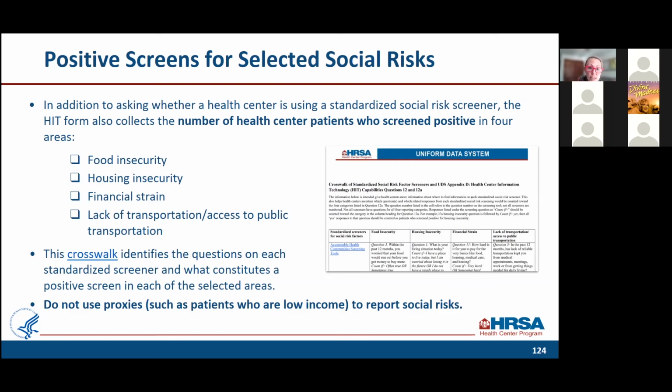There's a crosswalk linked and shown on this slide, which is also freely available on HRSA's UDS website, and indicates what questions from the different standardized tools should be used to assess each question and what should be considered a positive screen for UDS. This is really important to HRSA and the current administration and helpful in understanding the needs of patients served by health centers.